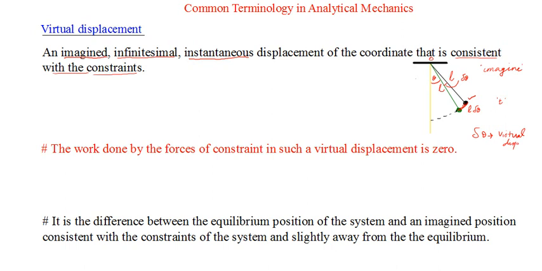So now we'll make it more clear with arguments. Or it can be L into delta theta, which is nothing but the corresponding linear virtual displacement. So both of these can be regarded as per the need. Now, let's analyze why this condition is consistent with the constraint.